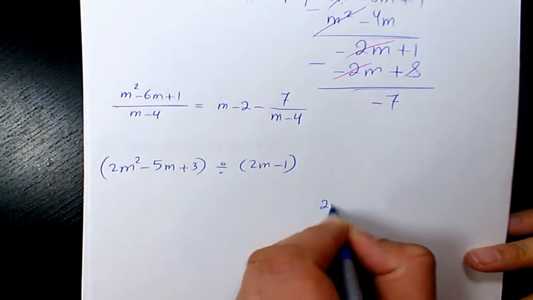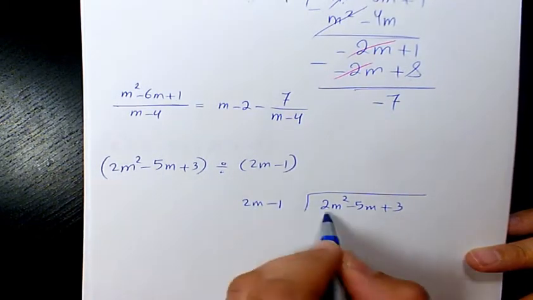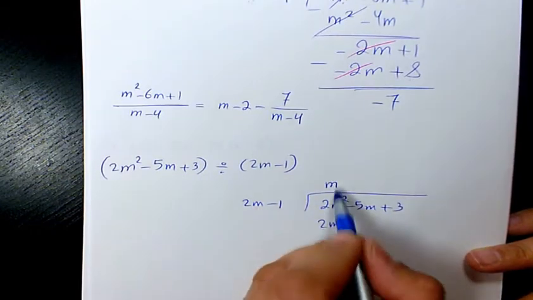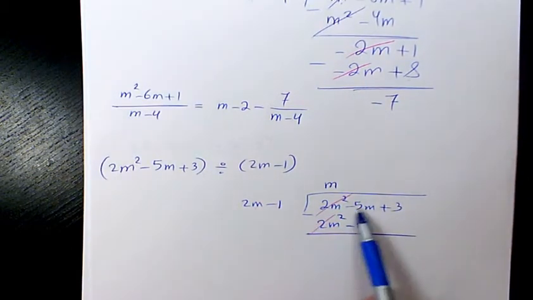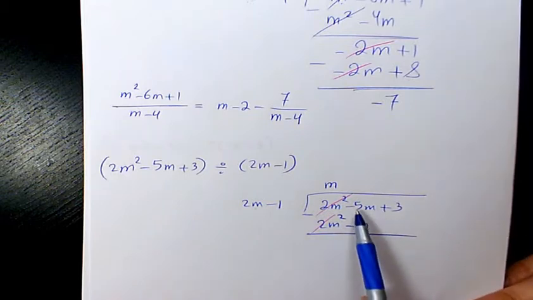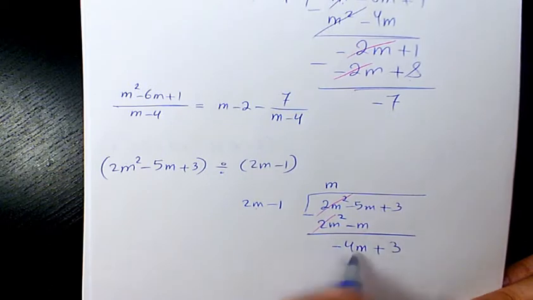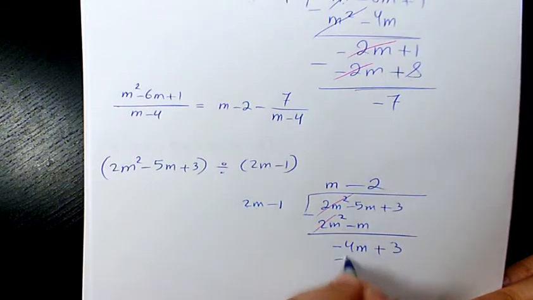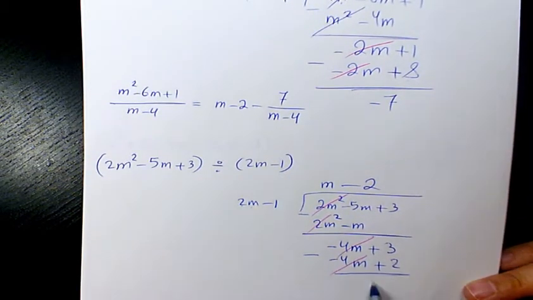Next one. 2m squared minus 5m plus 3 divided by 2m minus 1. 2m squared divided by 2m, m. M times 2m, 2m squared. M times negative 1, negative m. When you subtract it, these two cancel out. Negative 5m minus negative m will be negative 5m plus m, which will be negative 4m plus 3. Negative 4m divided by 2m will be negative 2. Negative 2 times 2m, negative 4m. Negative 2 times negative 1 is going to be plus 2. When you subtract it, these two cancel out, and we have 3 minus 2. That will be 1.